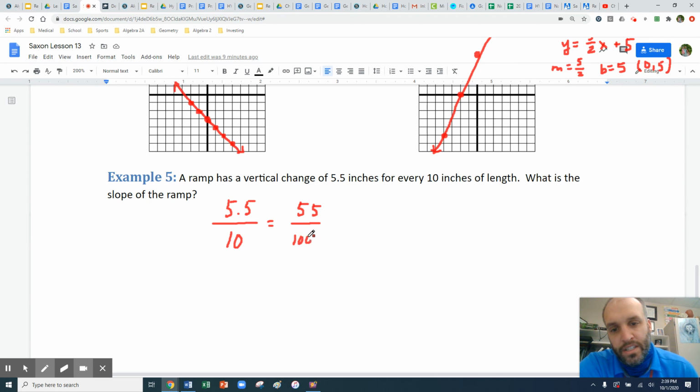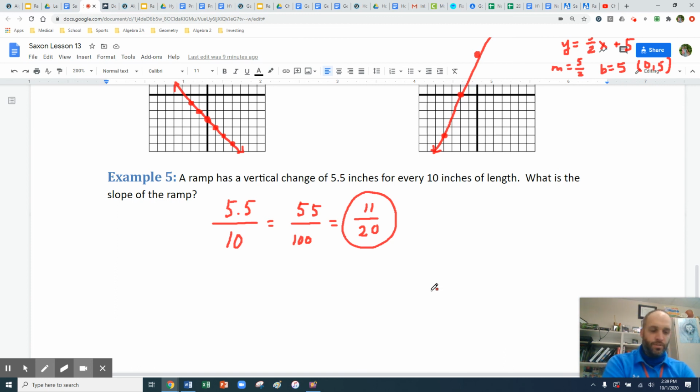Multiply both of those by 10. Now we're at 55 over 100. We could simplify. They're both divisible by 5. So that would make 11/20. So the slope of 5.5 inches for every 10 inches in length would be 11/20.